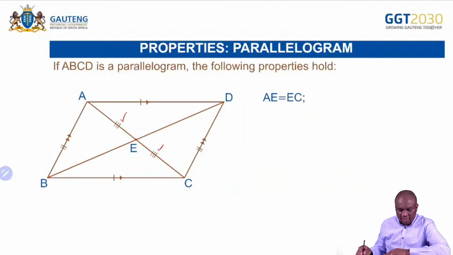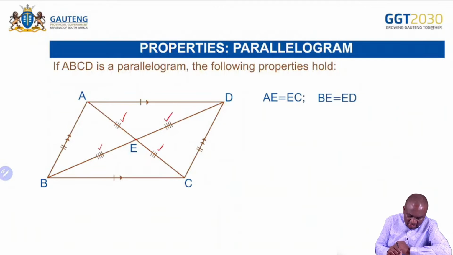AE is equal to EC. What about BE and ED? What do you think? BE and ED, they are also equal. BE and ED are equal. See, I've indicated with these lines here. You see that? BE and ED are equal.